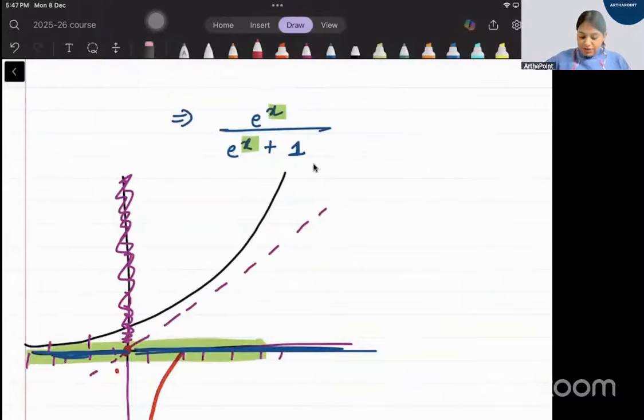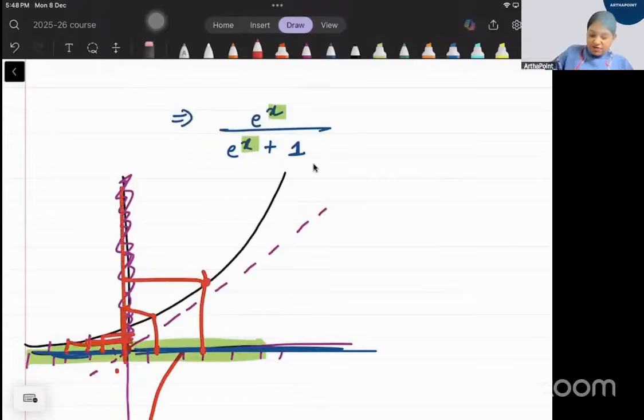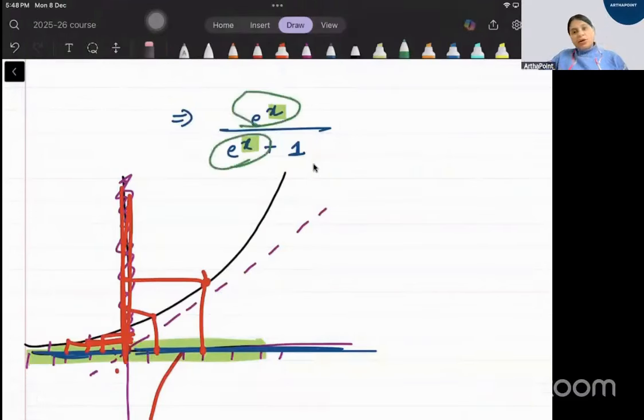If I take positive x, then also positive y will come; negative x, then also positive y will come. I will always get y between this, right? So y will be positive. But now what has happened here is that this e to the power x is both in the numerator and denominator. Just that in the denominator it is plus 1.